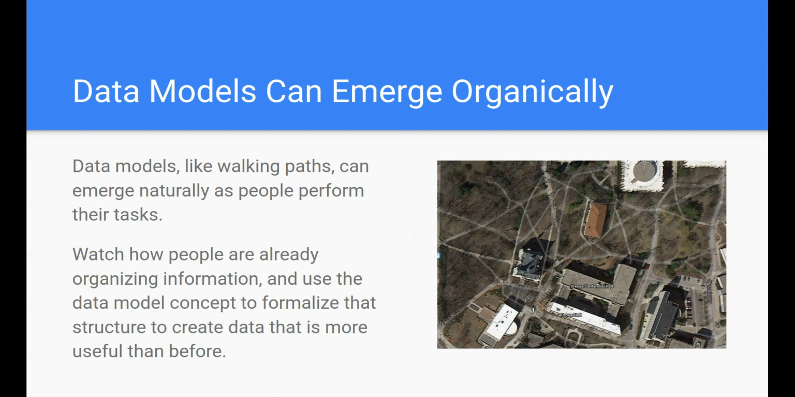Data models emerge organically all the time. I like this picture because it's like a walking path. The more people walk along, the more the path is defined just by your activity. So watching how people are already organizing information, yourself or others around you, and using that to model and formalize your data and method, enables you to create structures that get more and more useful.